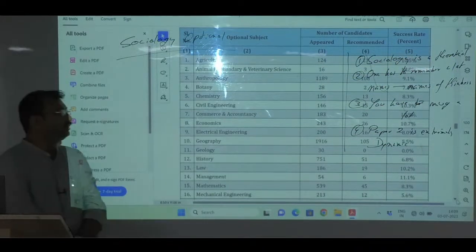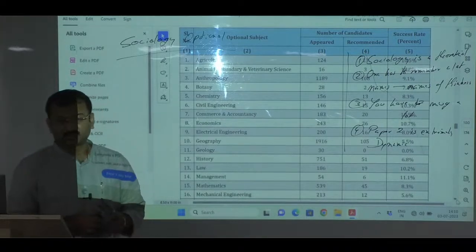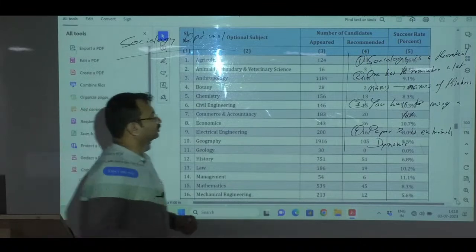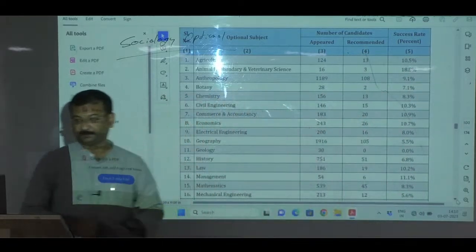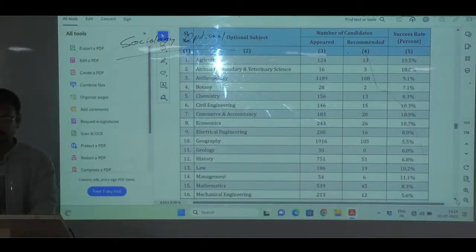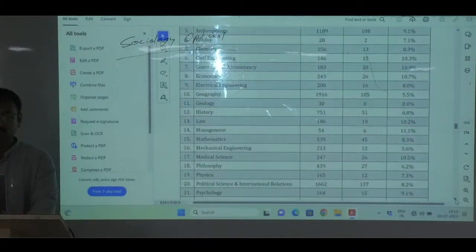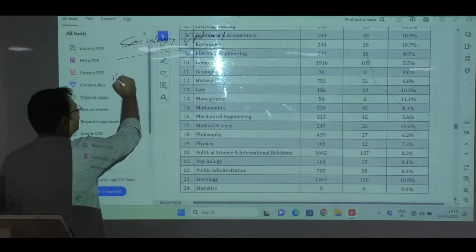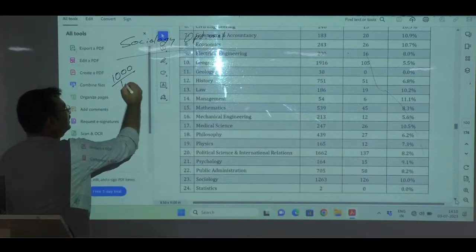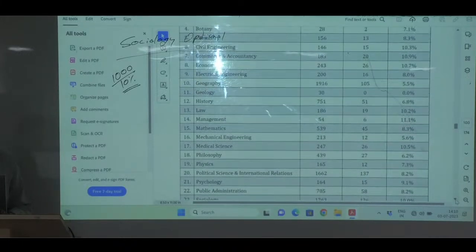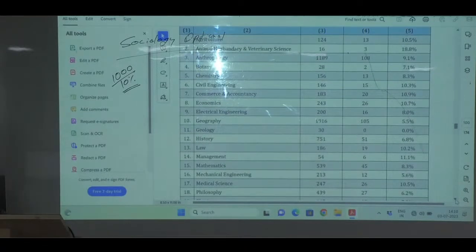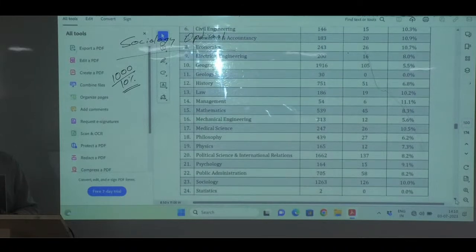What is this? All the optional subjects with which students in the year 2020-2021 appeared in the civil services examination. I'm looking at the number of students who appeared, and at the same point of time, I'm also looking at the number of students who qualified. Okay? Show me two optionals with which more than 1,000 students appeared, and 10% is the selection rate. There's one more. Not political science, it's anthropology. Close to 10%, right? So this is where it stands. Look at political science, 8.2%.